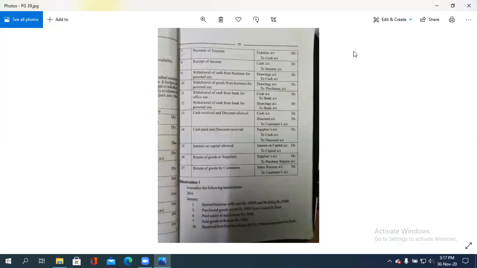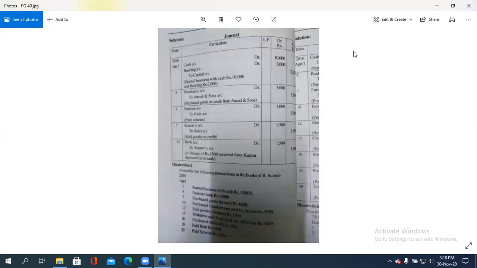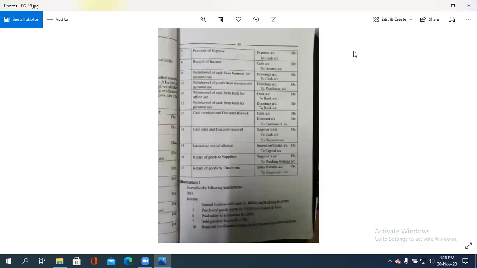And another one, received from Kumar a check for rupees 1,500 and deposited into bank. From Kumar, a check is received. So, check received is the same as cash received, and also it is deposited in the bank. So, two entries need to be, I think, here, one entry only they put. So, actually, the entry needs to come as cash account debtor to Kumar or bank account debtor to Kumar and bank account debtor to cash.